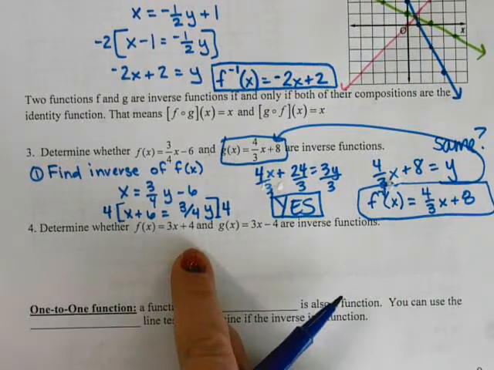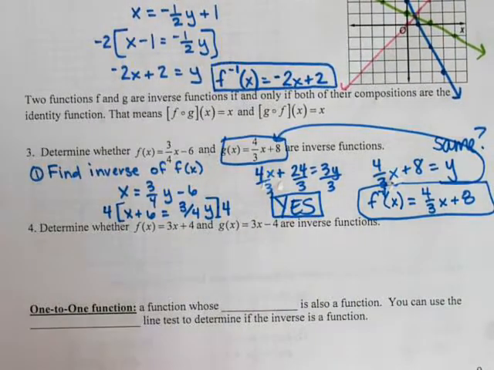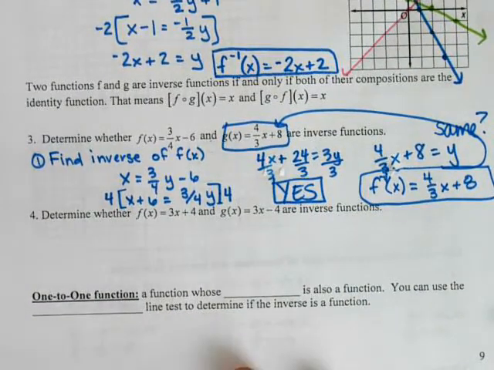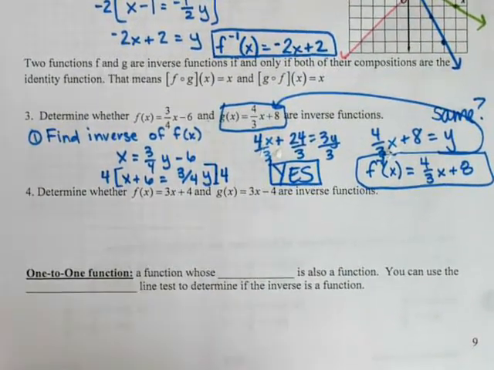Okay, do you want to try 4? You try 4. Find the inverse of 1 by switching the x and the y. See if it equals the other one.